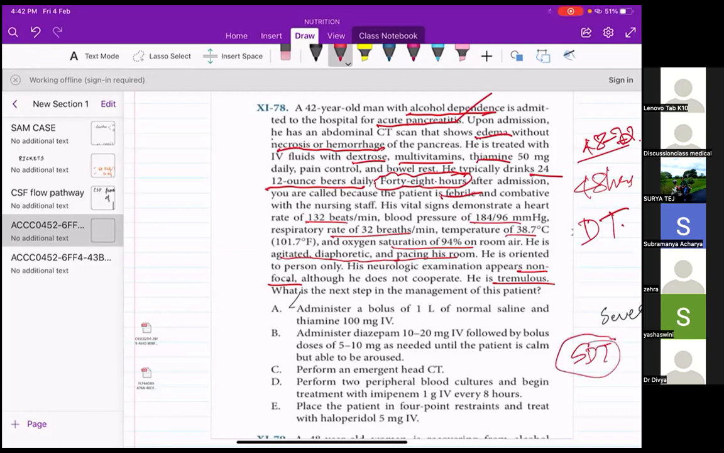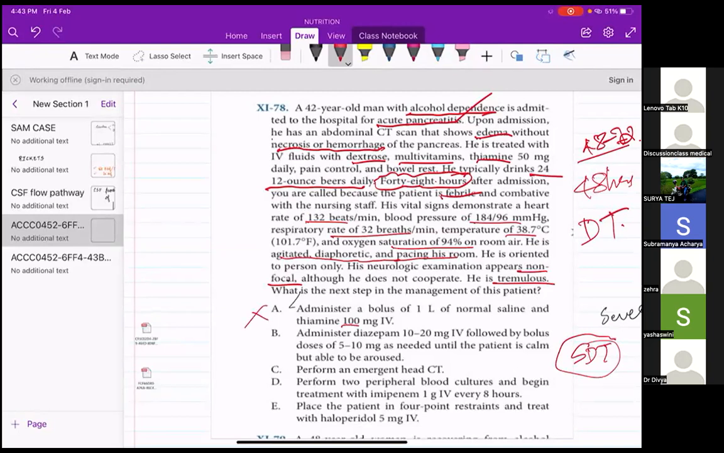So what did I say? How will I treat delirium tremens? I'll give benzodiazepines. So now come to the options. Administer a bolus of 1 liter of normal saline and thiamine 100 mg. So thiamine is already given for this patient, so I'll not consider this option.